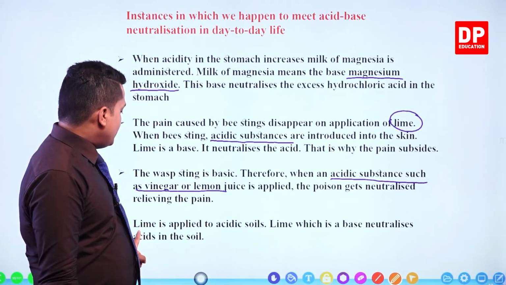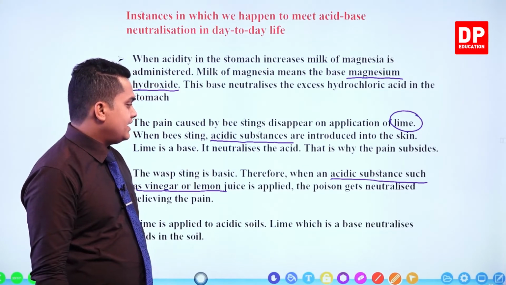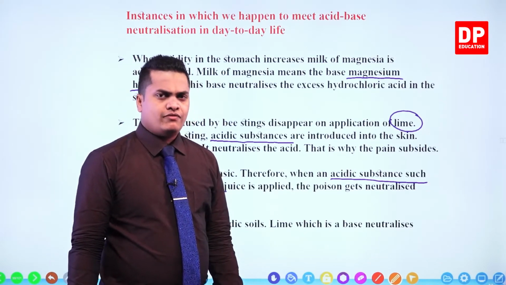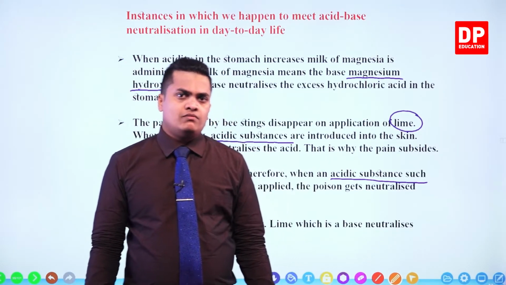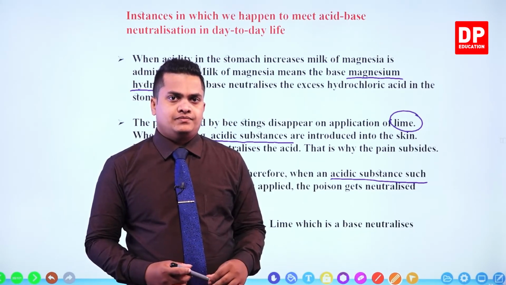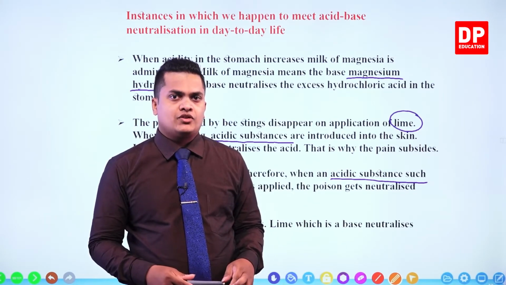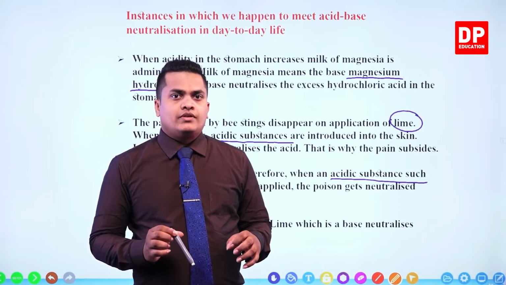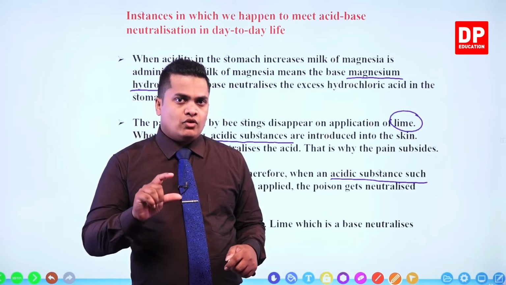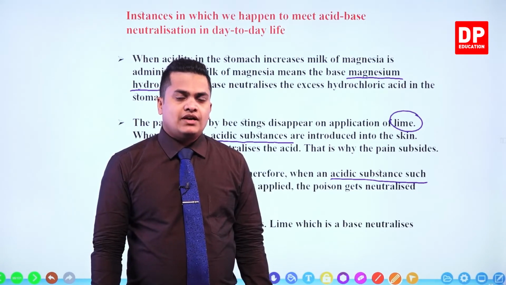Then in the final one it is given, lime is applied to acidic soils. Lime, which is a base, neutralizes acids in the soil. Before the cultivation, I think you have observed, quicklime or ash is added to the soil. Why do we need to add ash or quicklime into the soil before the cultivation of crops? Now, rainwater is somewhat acidic.